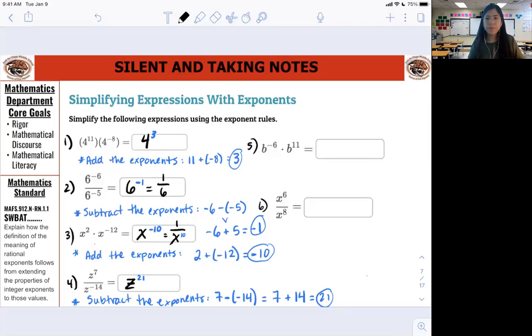All right. Okay, number 5. I'm going to be adding those exponents. So I have negative 6 and 11. That's negative 6 plus 11. What's negative 6 plus 11? 5. It's positive 5. So my final answer is going to be b to the power of 5. Questions on number 5?